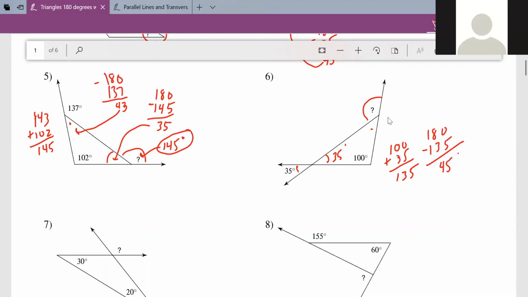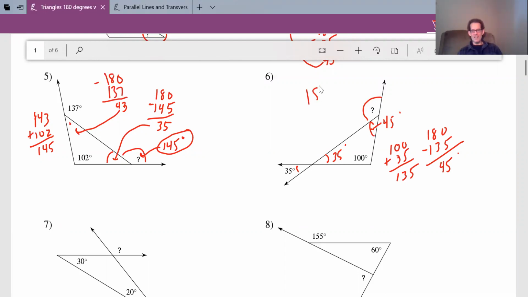And 45 is right here. This is 45 degrees. But I want this angle out here, so I still have to subtract it one more time. So I'm going to have 180 minus 45, and I'm going to get 135. And that's the answer that I want. That's the angle that's missing right there, 135.